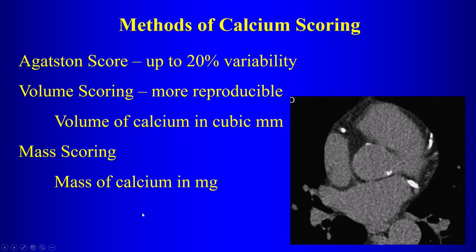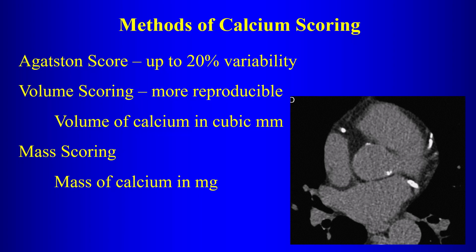Now, there are other methods of calcium scoring. The problem with the Agatston scores, there's a great deal of variability. If you scan the same patient twice in a row, you might have up to 20% variability in terms of the actual calcium score that you calculate.